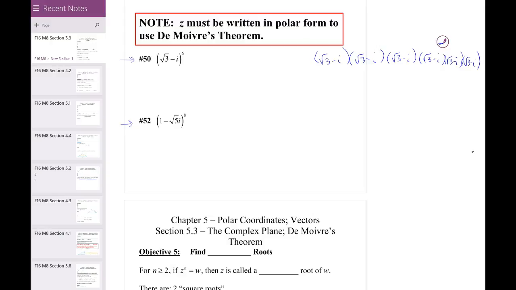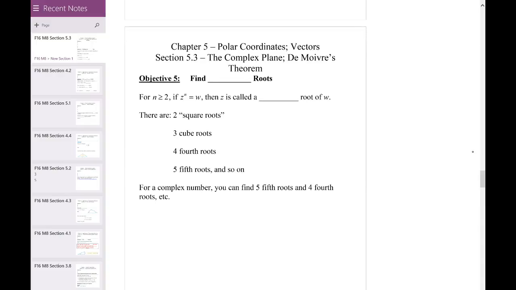And I have so many chances to make mistakes. So it's going to be much easier. And the higher the power, the easier it's going to be to use de Moivre's theorem rather than doing it the old hard way. So the last thing we're going to do is find complex roots.